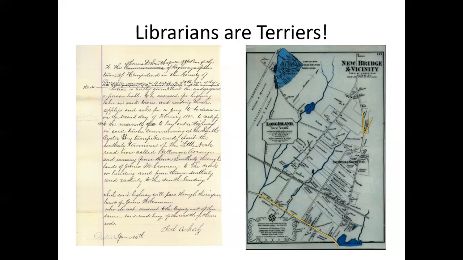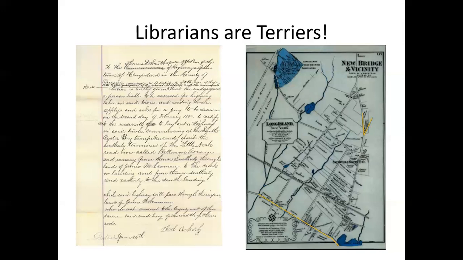So this letter reads, to Thomas D. Smith, a justice of the peace, blah, blah, blah, under Section 61 of Article 4 of Title 1 of Chapter 16 of the Revised Statutes of the Amendments. Notice is hereby given thereto that the undersigned, a person liable to be assessed for highway labor in said town and residing therein, applies and asks for a jury to be drawn on the 2nd day of February 1880 to certify as to the necessity to lay out a highway in said town, commencing at the South Oyster Bay Turnpike Road, which I think is Merrick Road, opposite the southerly terminus of the Little Neck Road, now called Bellmore Avenue, and running from thence southerly through the lands of James M.